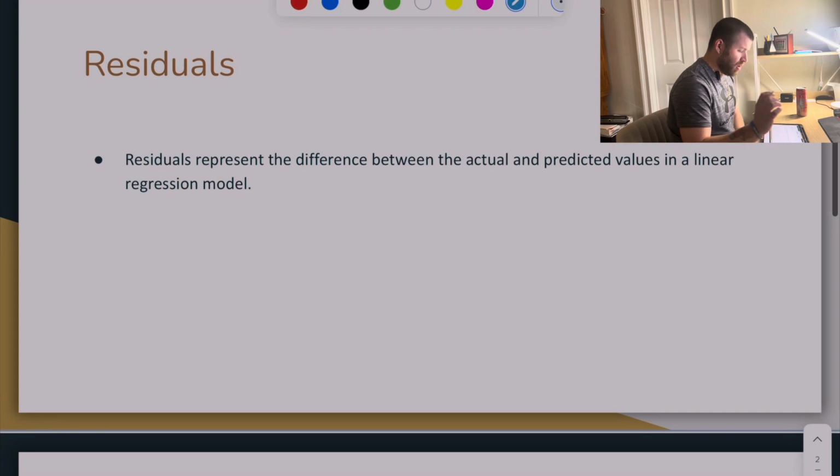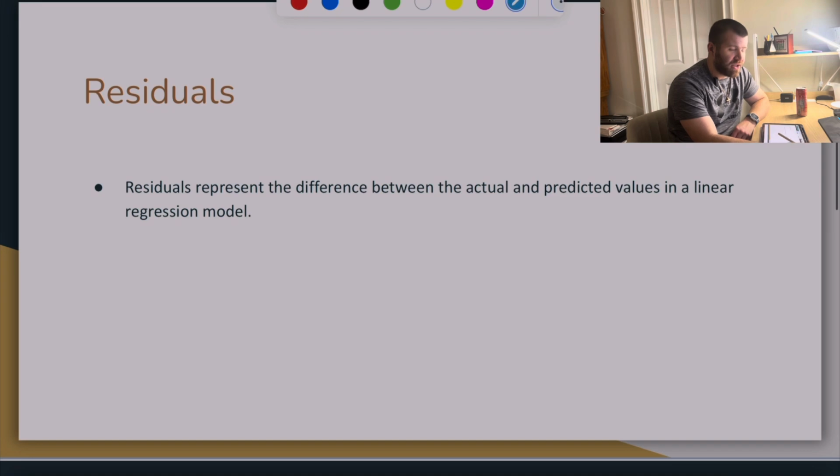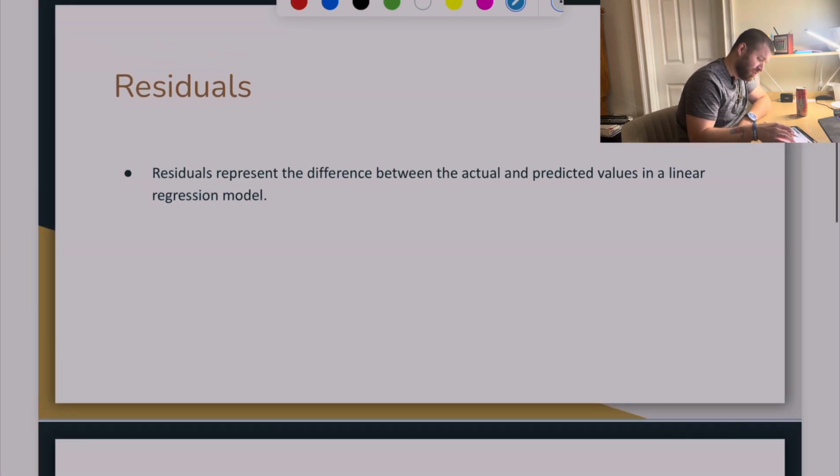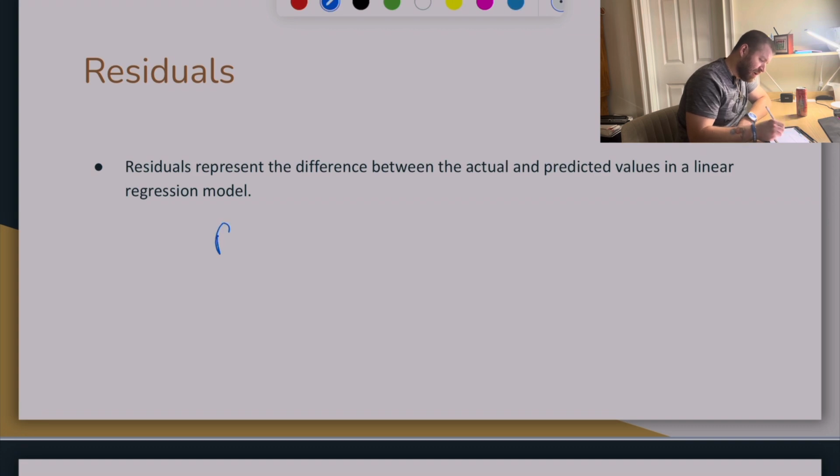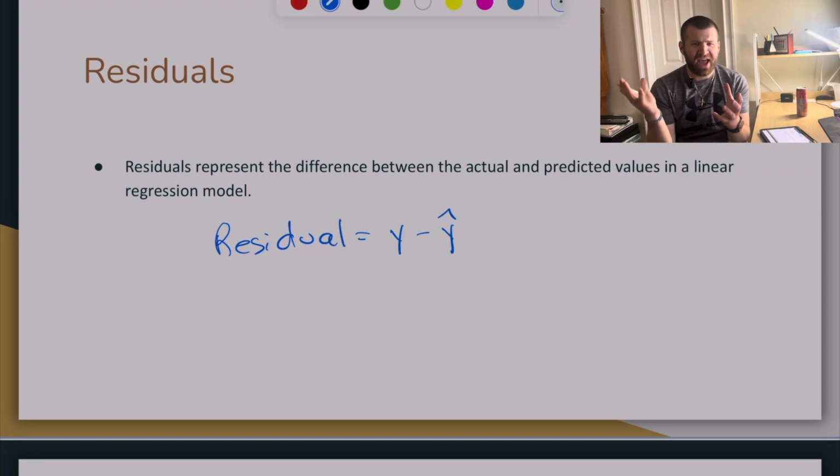Now, residuals themselves. Again, I copied and pasted these definitions directly out of the course and exam description. What I'm going to try and do is break it down and make that plain English for you. This one, though, I don't think is actually that bad. It's the difference between the actual and predicted. So when we look at the formula, if you will, our residual equals the actual y value, which is y, minus y hat. Anytime you see a hat on something like that, it means predicted.